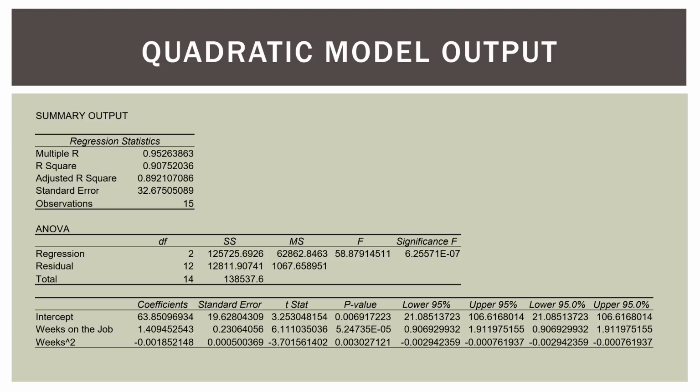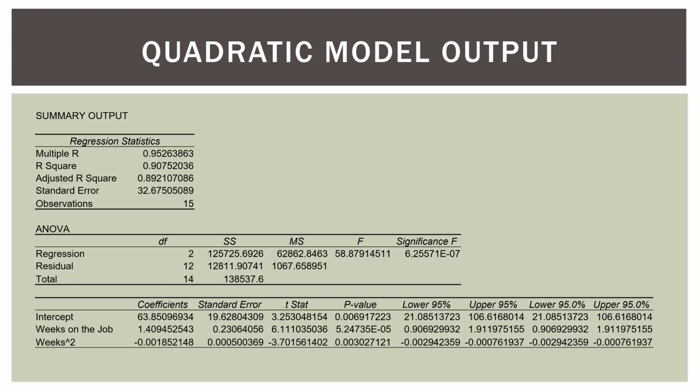If you go to the coefficients, you'll see that when we make a regression equation, we have a coefficient for weeks on the job, then of course weeks on the job squared down there in the lower left. You can look at our standard errors, our t-statistics, and our p-values.